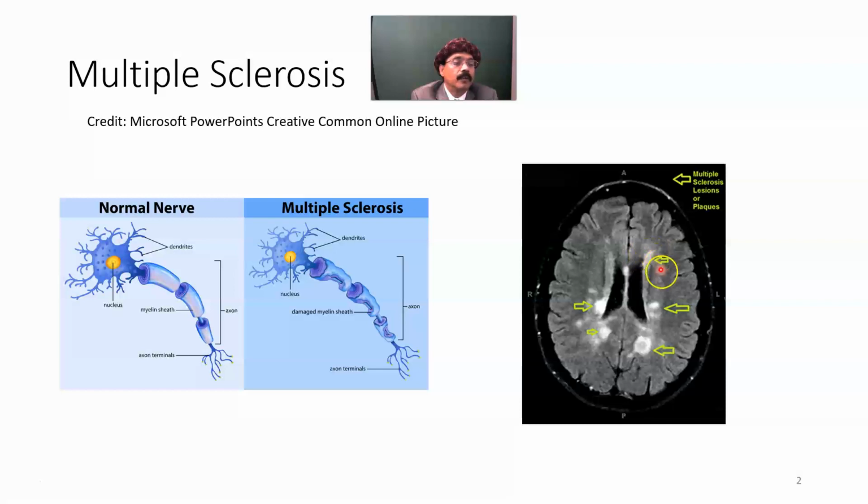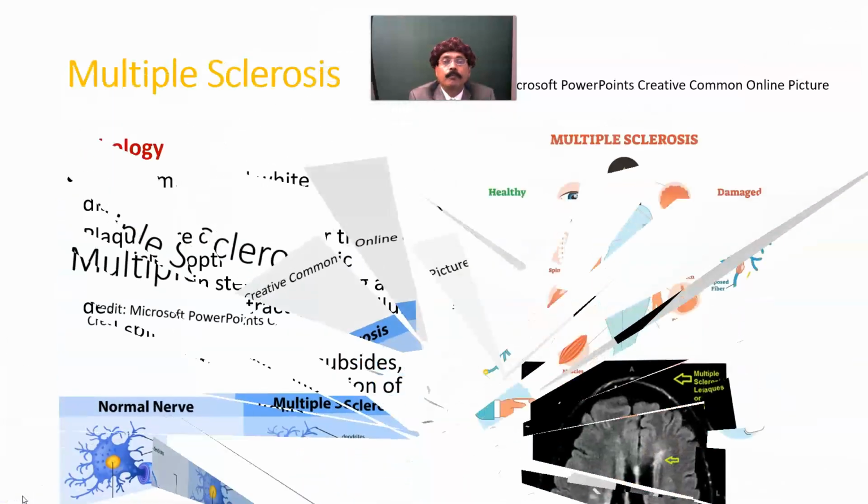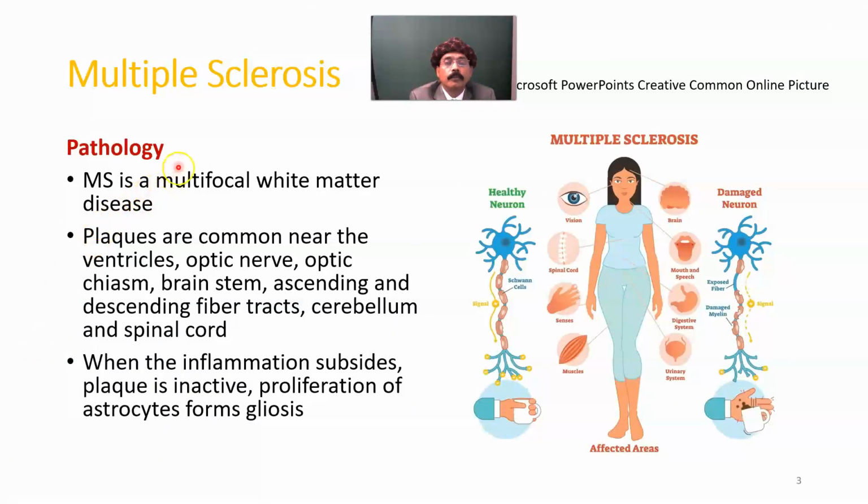And this plaque will be inactive at one time, and it will be surrounded by, or in close proximity to, gliosis, that is the proliferation of astrocytes, the neuroglial cells. There will be gliosis around the plaque area. Okay, so we got the pathology. We'll go to the pathology.